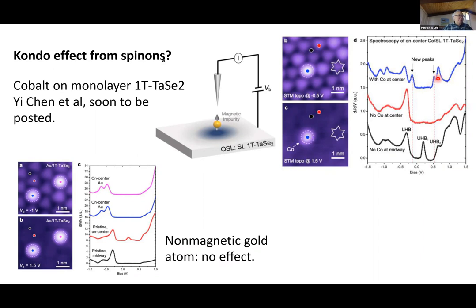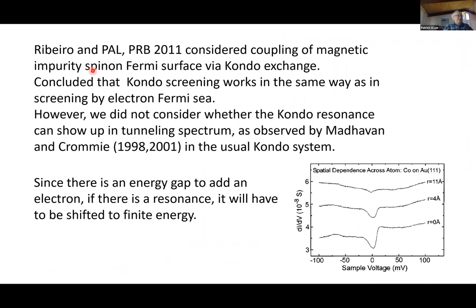Let me quickly go over the theory. Some time ago, we considered this story and concluded that a spinon Fermi surface would screen a Kondo impurity in exactly the same way as an electron Fermi surface, because it's only the spin channel of an electron that does the screening. So whether it's charged or not doesn't make any difference. However, we did not consider what happens to the Kondo resonance. In the Kondo problem, you know there's a Kondo resonance at the Fermi surface. This was first seen in a famous paper by Crommie's group 20 years ago. At the Fermi level, they see some kind of Fano line shape.